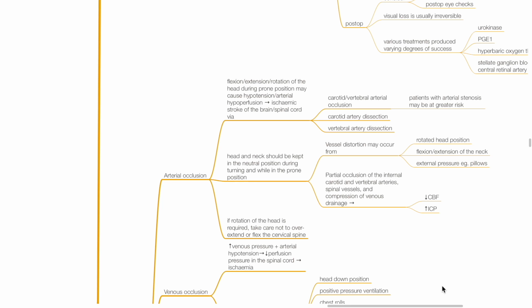The head and neck should be kept in a neutral position during turning. While in a prone position, vessel distortion may occur from rotated head position, flexion or extension of the neck, and external pressure, causing partial occlusion of the internal carotid and vertebral arteries, spinal vessels, and compression of venous drainage, which may reduce cerebral blood flow and increase ICP. If rotation of the head is required, take care not to overextend or flex the cervical spine.